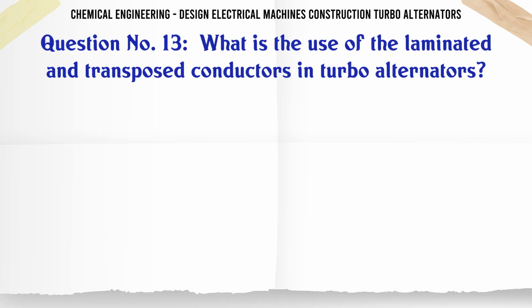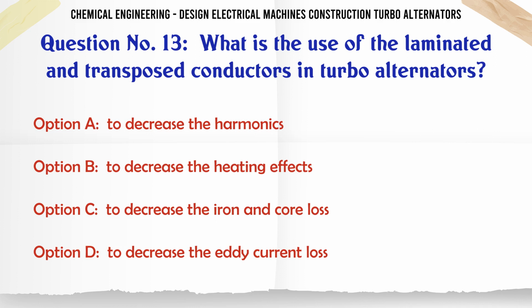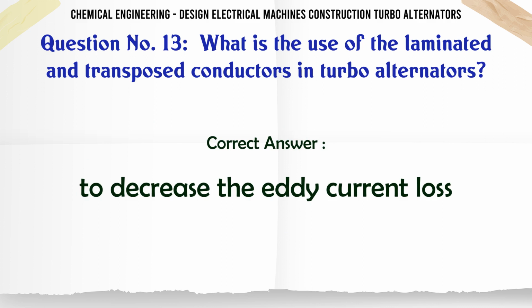What is the use of the laminated and transposed conductors in turbo alternators? A: To decrease the harmonics, B: To decrease the heating effects, C: To decrease the iron and core loss, D: To decrease the eddy current loss. The correct answer is to decrease the eddy current loss.